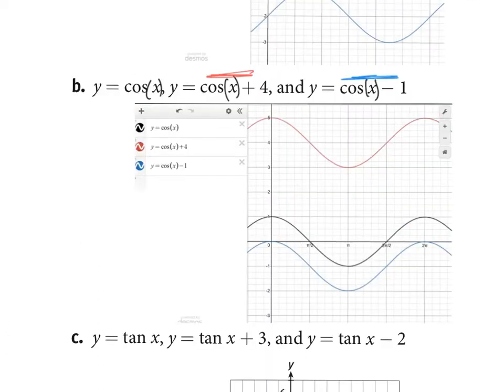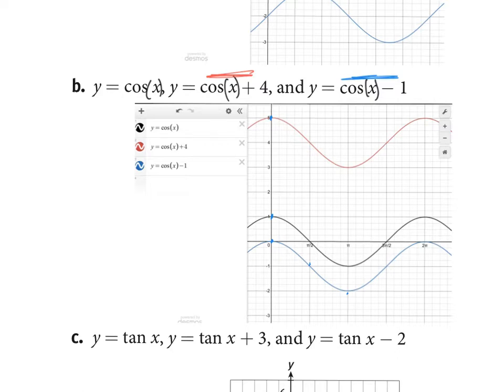As you see, we got shifted up 4 units with the plus 4. Instead of being at 0, 1 for our start, we got moved up to 0, 5, because 1 plus 4 is 5 for that maximum value. And for cosine of x minus 1, instead of being at 0, 1, we actually start at 0, 0 and go down to -1 and then down to -2. So that original black parent function got shifted down 1 in the blue.